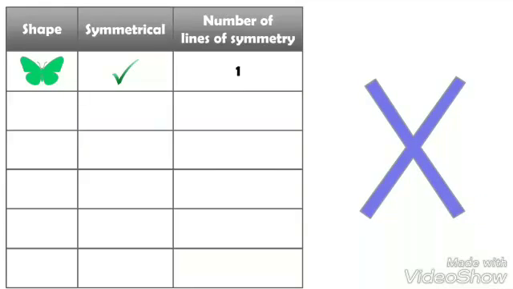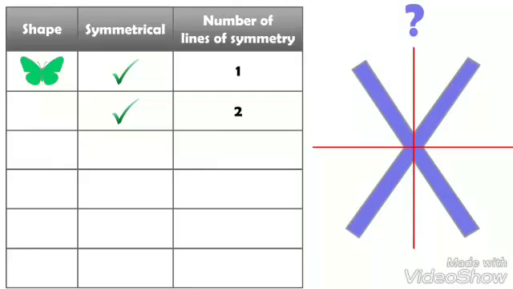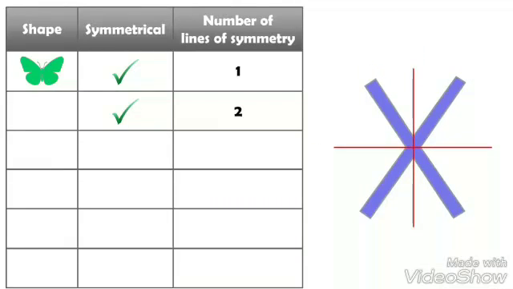This image of the letter X is also symmetrical. It has a horizontal and a vertical line of symmetry. Can you see other lines of symmetry? If you look carefully, you will find another two lines of symmetry, and they are diagonal ones.